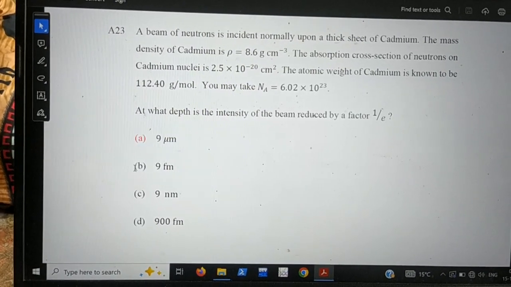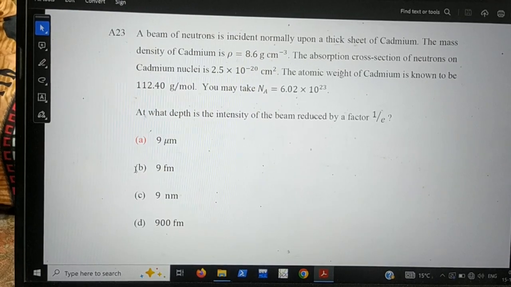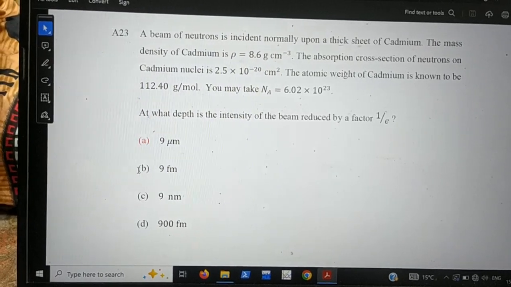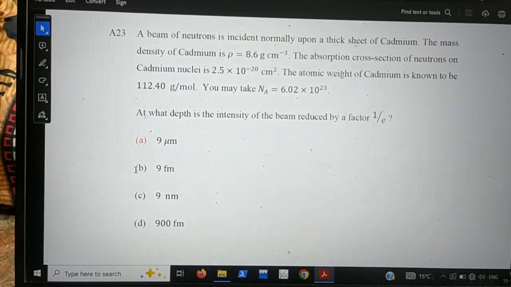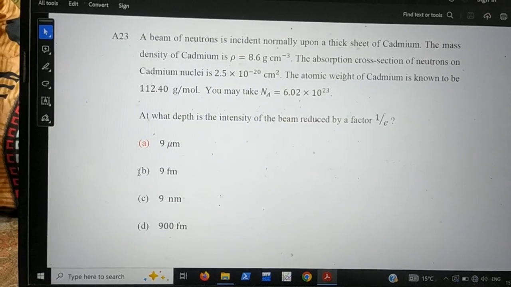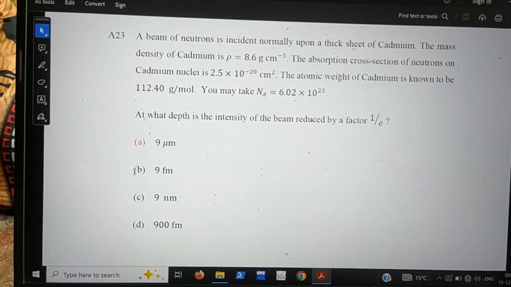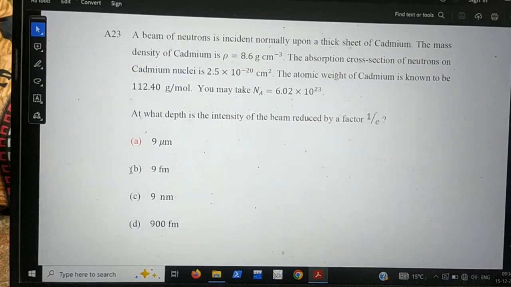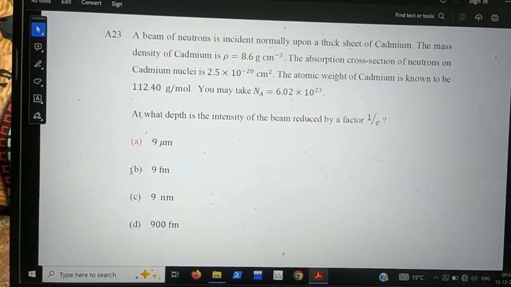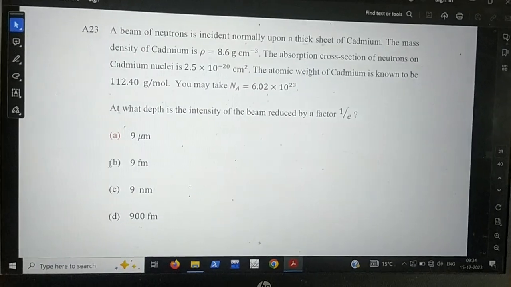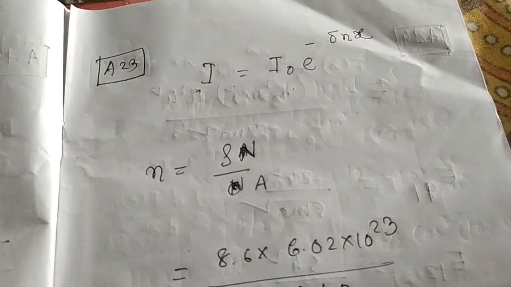The atomic weight of the cadmium is known to be 112.40 gram per mole, and you take N is equal to 6.02 times 10 to the power 23. At what depth is the intensity of the beam reduced by a factor 1 by e? This is the question.